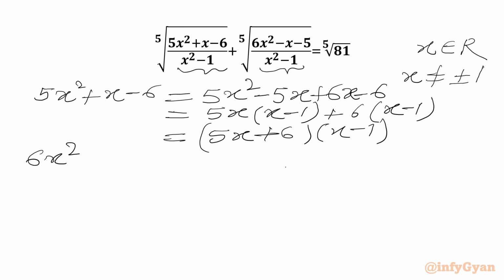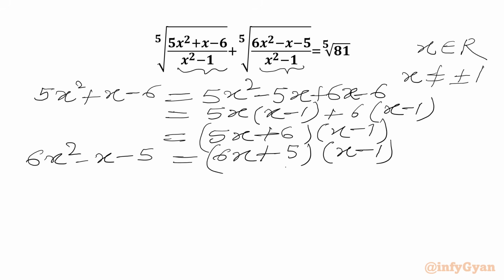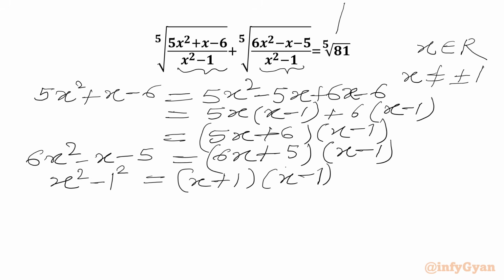Similarly, 6x square minus x minus 5 can be factorized as 6x plus 5 times x minus 1. We have x square minus 1 in the denominator, so using the difference of two squares formula, we will write here x plus 1 times x minus 1. In the RHS, we have fifth root of 81, which we will write as fifth root of 3 power 4.